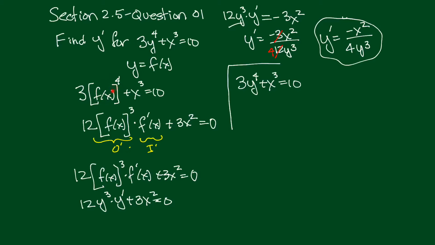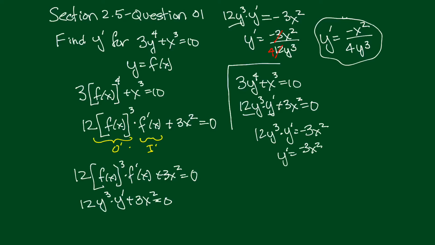So I've got a general power. I got the outside, and I got the inside. So when I do this, I'm going to write this: 12y cubed times y prime. Derivative of the outside times the derivative of the inside. Plus 3x squared equals 0. Let's subtract, so we'll get 12y cubed y prime equals negative 3x squared. Divide, we'll get y prime is negative 3x squared over 12y cubed, and then reduce, we'll get negative x squared over 4y cubed.